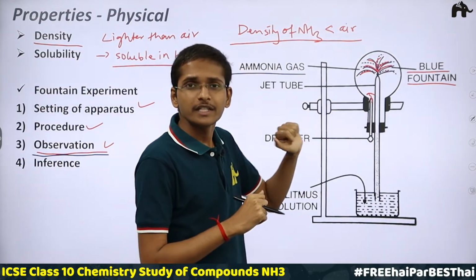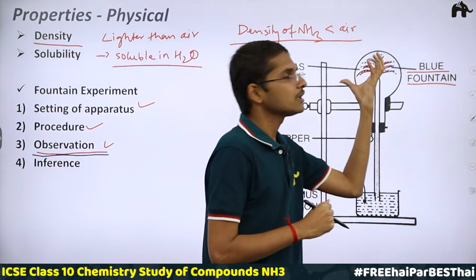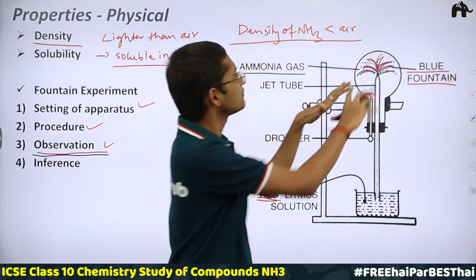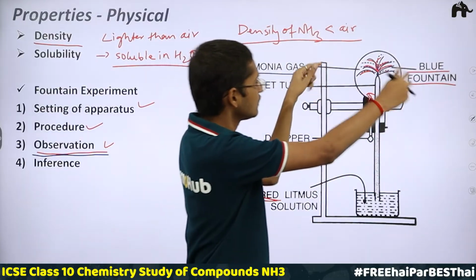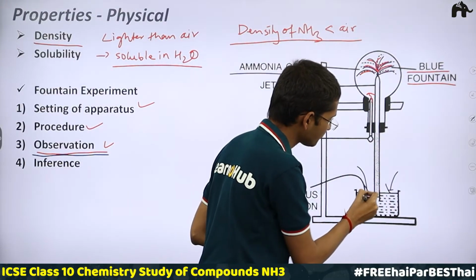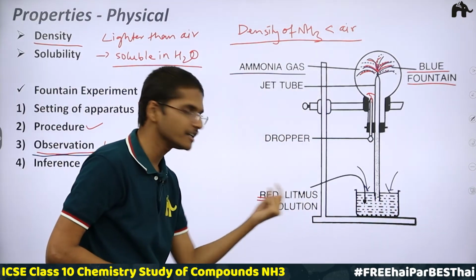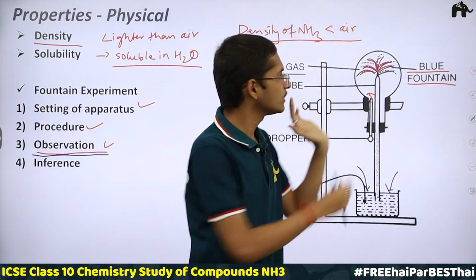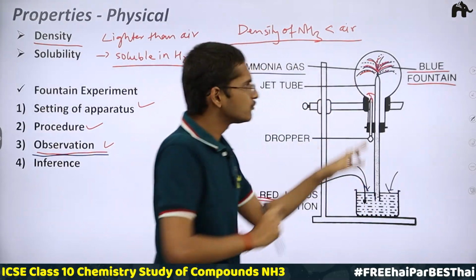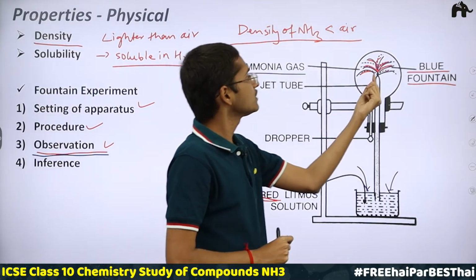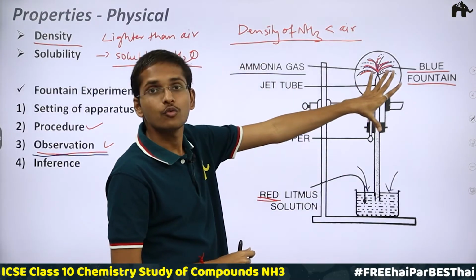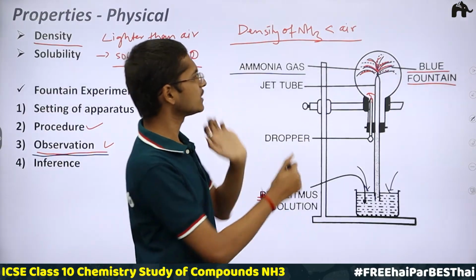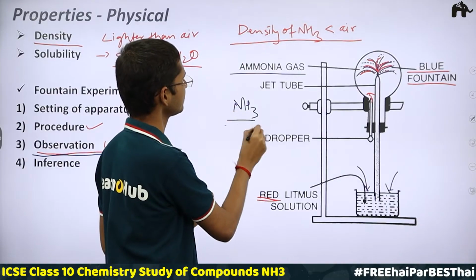In this case, the amount of ammonia gas inside the flask would be less, so the pressure inside the flask would reduce as compared to the pressure outside the flask. That's the reason the outside high pressure would push the red litmus solution into this jet tube, and it would be sucked up in such a way that it would reach inside the flask and the tip of this jet tube, where it would come in contact with the ammonia gas. Now this ammonia gas, we know, is basic in nature, right?